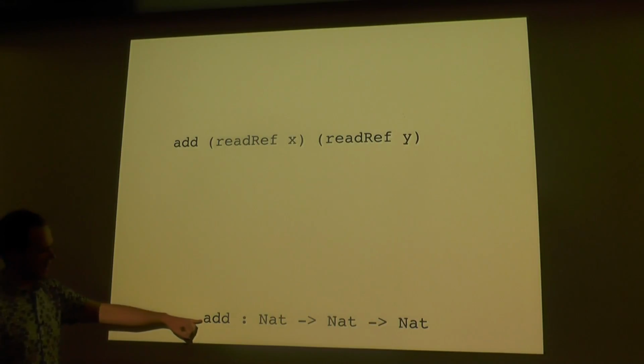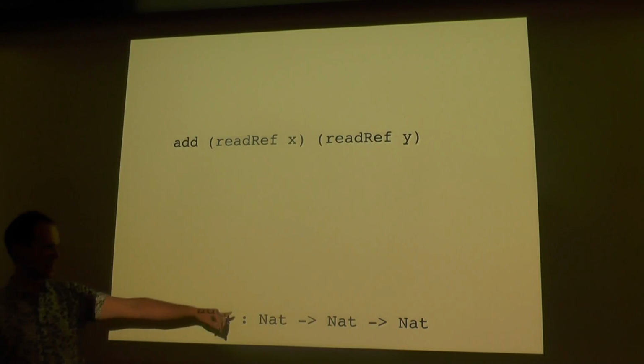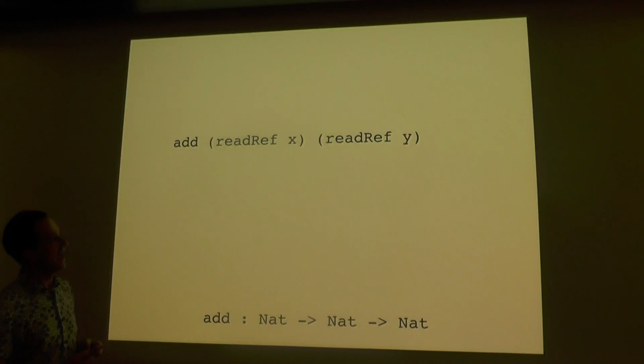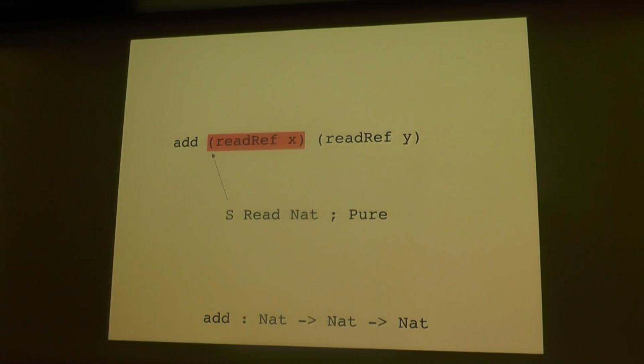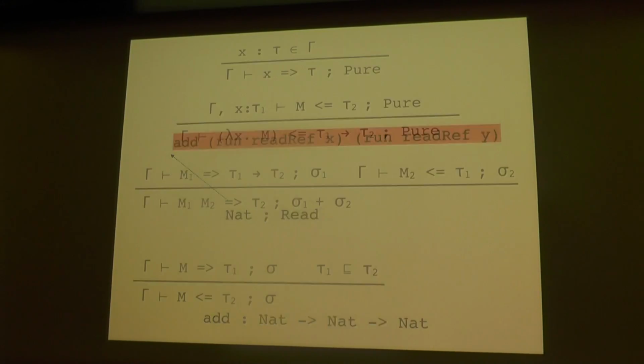Suppose you have an add function which just works on natural numbers, takes a nat and produces a nat, and then you apply that add to read refs. So read ref x again might have type s read nat, but add wants a nat, just a nat by itself, so you can always insert run. So there's a few other cases, but they're all easy to spot and easy to handle.